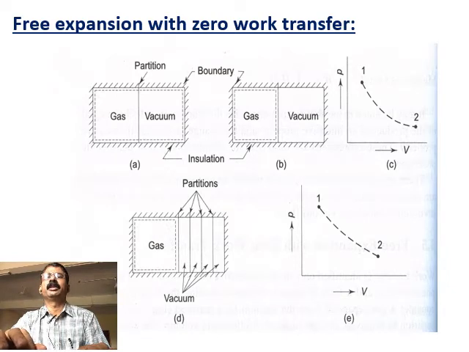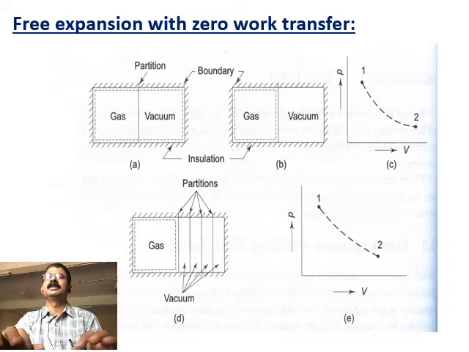When you remove this partition, the gas in the left chamber enters into the right chamber and some expansion takes place, which is called free expansion. But if you neglect the work involved in removing the partition, then there is no other work involved, hence it is called free expansion with zero work transfer.